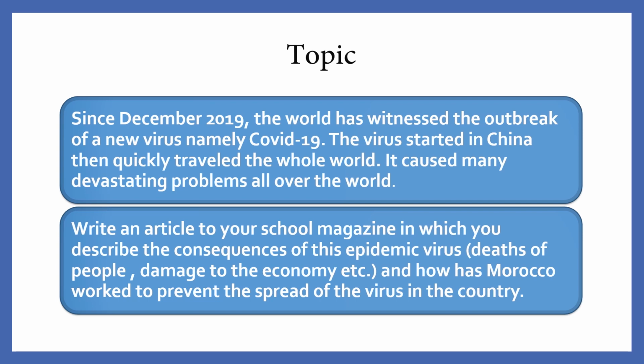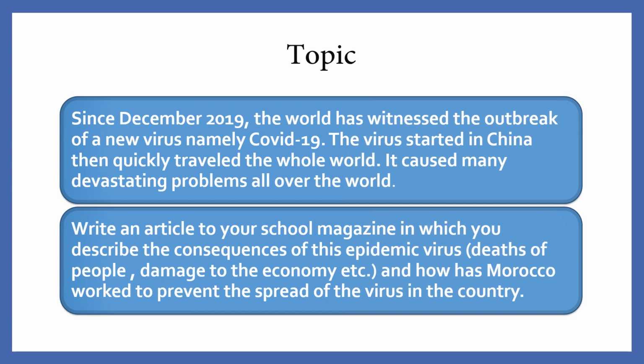Death of people, damage to the economy. These are just 2 examples. There are so many. You can work on so many. And how, this is the second part. So the first part is the consequences. The second part is how has Morocco worked to prevent the spread of the virus in the country. So this is just a small example. So we are going to start with the first step in writing. As you know, writing has 4 major steps. We are going to start with the first one and then we move on.